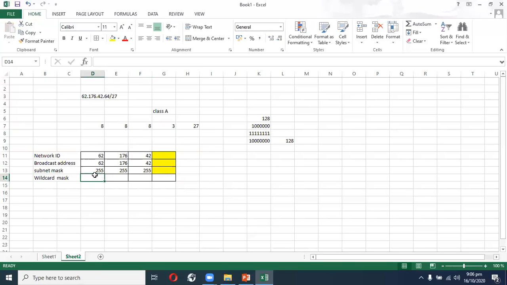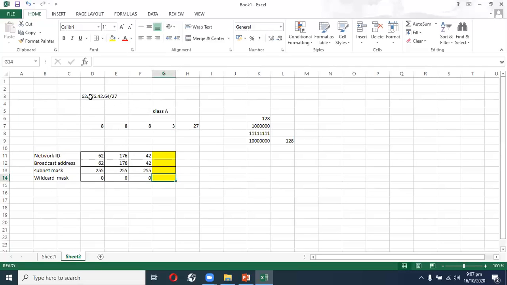The wildcard address: when the mask is 255, the wildcard address is the opposite, so it will be 0. This is also 255, so it will be 0. This is 255, so it will be 0 again. Now we need to figure out what the last digit will be.